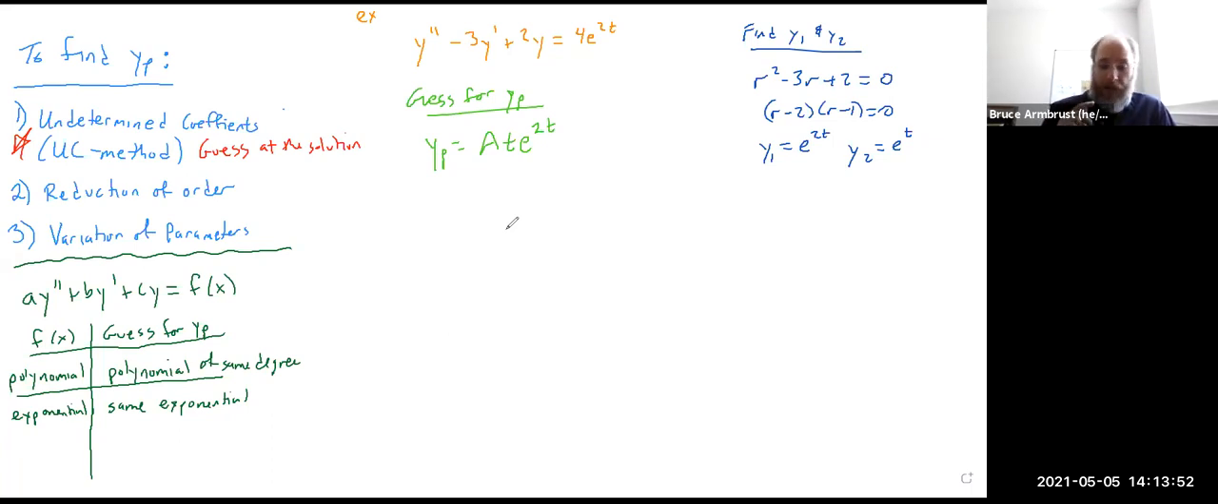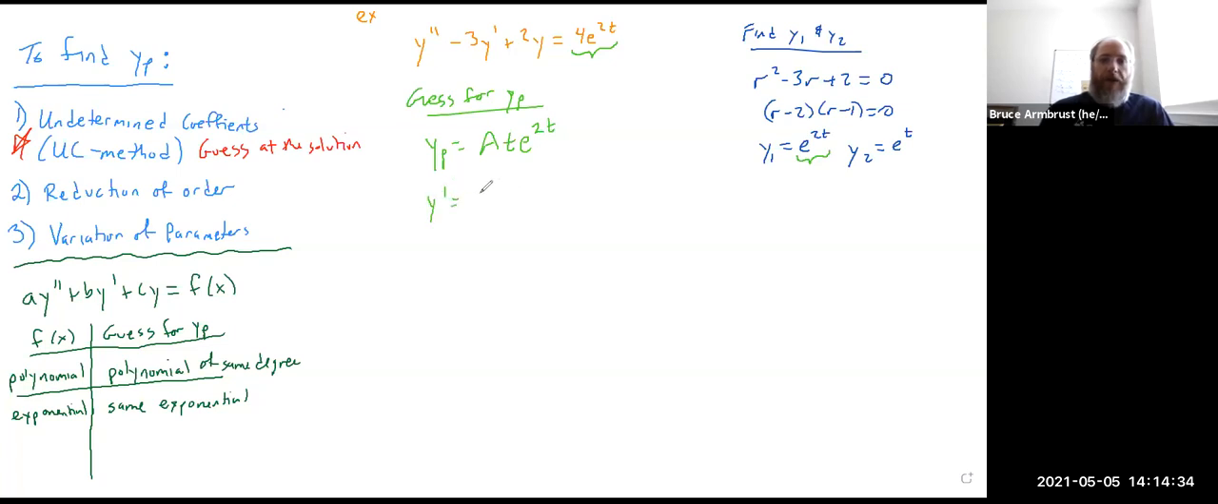All right, so why did this show up? Or why did we have to do this? It was because the form for the guess showed up in our solution to the homogeneous. And when that happens, multiply by t. You might actually have to multiply by t squared or t cubed or t to the fourth. I'll explain how you can tell when that happens. But for us at this stage, we just have to multiply by t. So let's follow this through and see what that forces for our a.